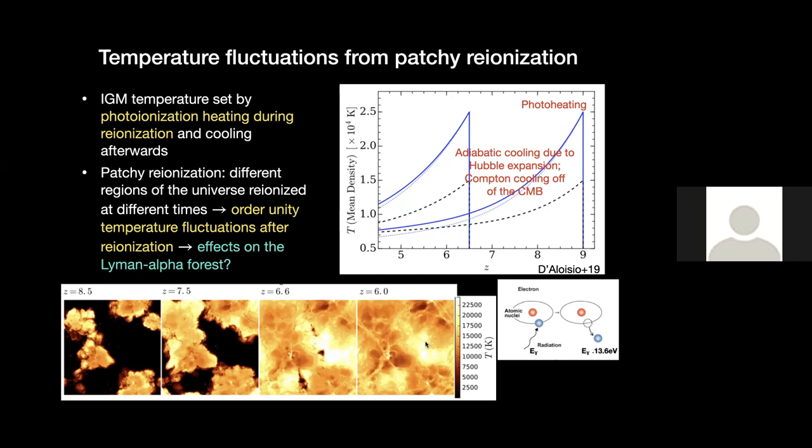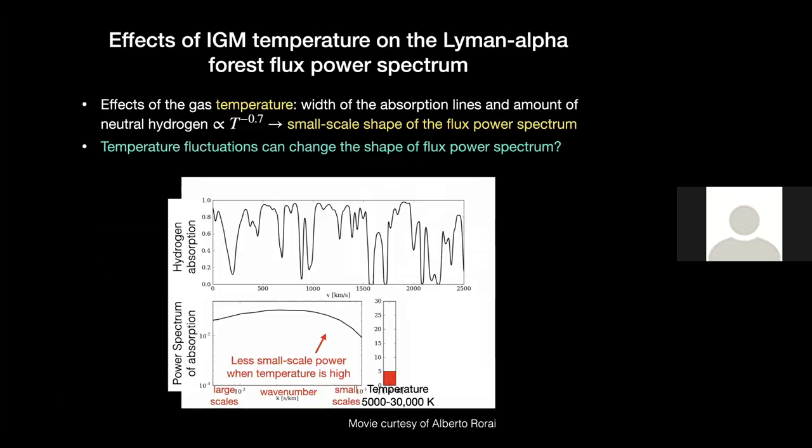The kind of statistics that we care about is the power spectrum of the Lyman flux. I'm going to explain how temperature changes the Lyman forest flux power spectrum here. In the top panel, you're seeing a mock Lyman forest absorption from a simulation. In the bottom panel, this is the power spectrum of absorption, which is basically taking the Fourier transform of the top panel and squaring the amplitude.